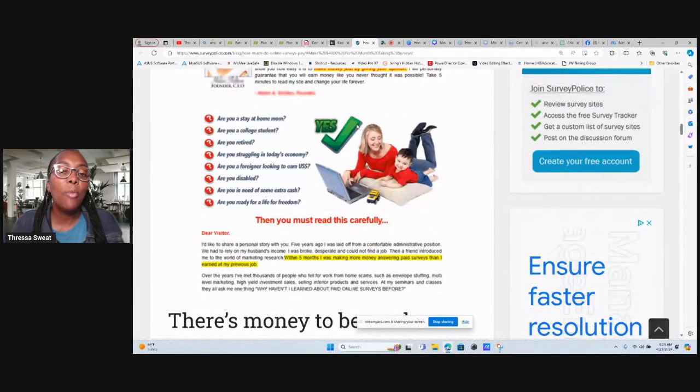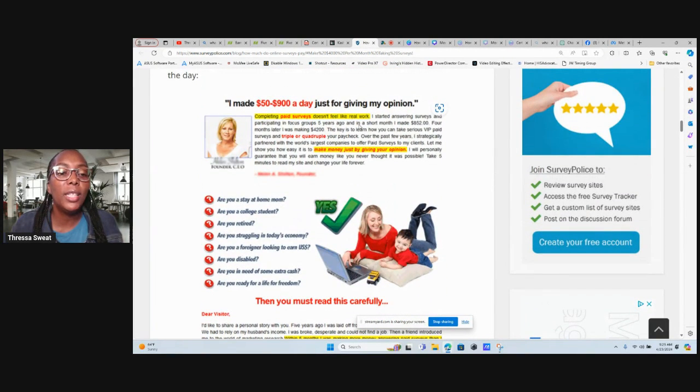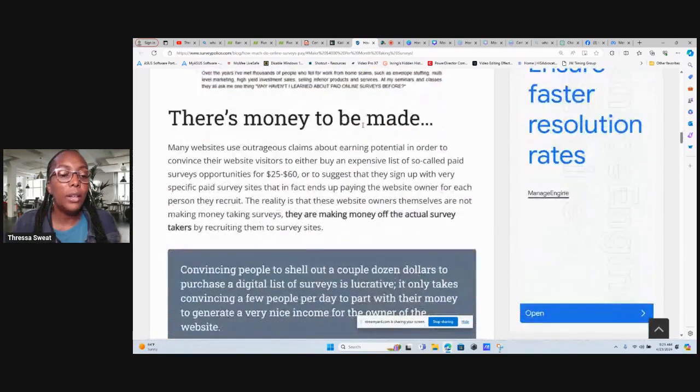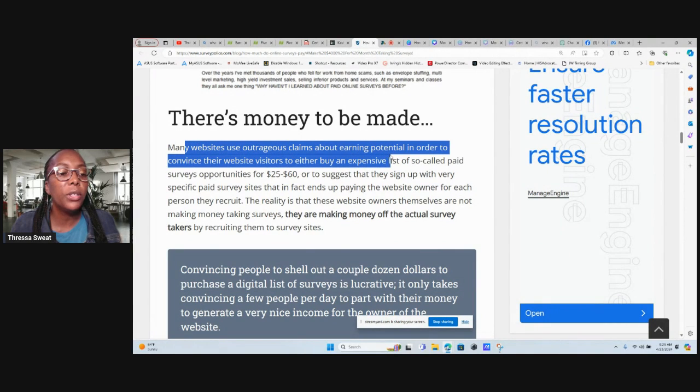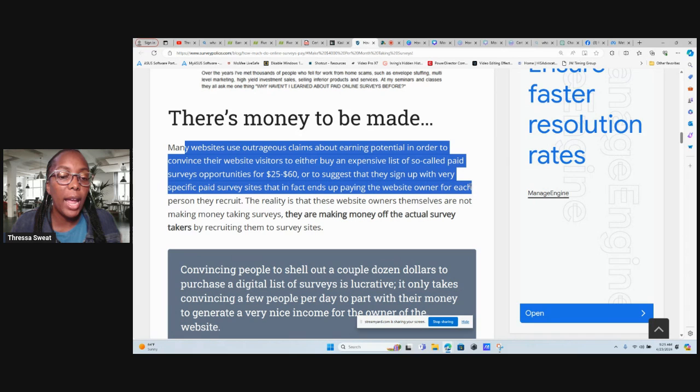And again, a lot of people fall for this because they need the money. I fell for this before in the past, with different things, because you think that you can make, oh, $500 or $900 a day, I can do a lot with it. That's what you're thinking. So when you go down here a little bit further, it says many websites make claims about earning potential in order to convince their website visitors to either buy an expensive list of so-called paid survey opportunities for $25 to $60, or suggest that they sign up with very specific paid survey sites that in fact end up paying the website owner for each person they recruit.